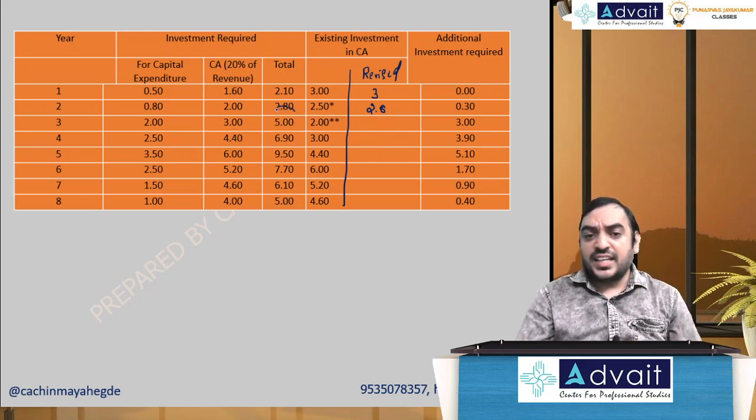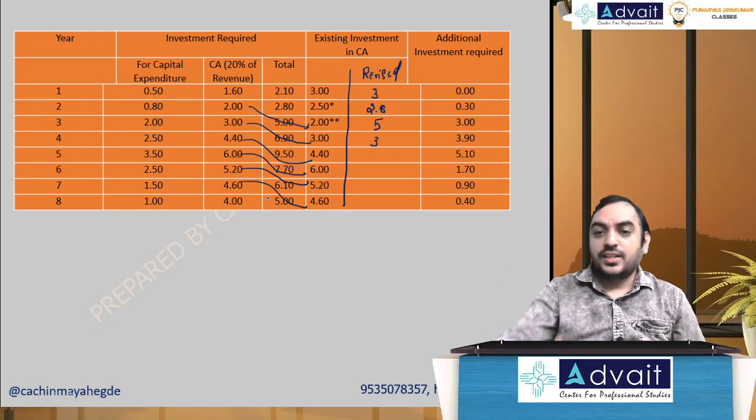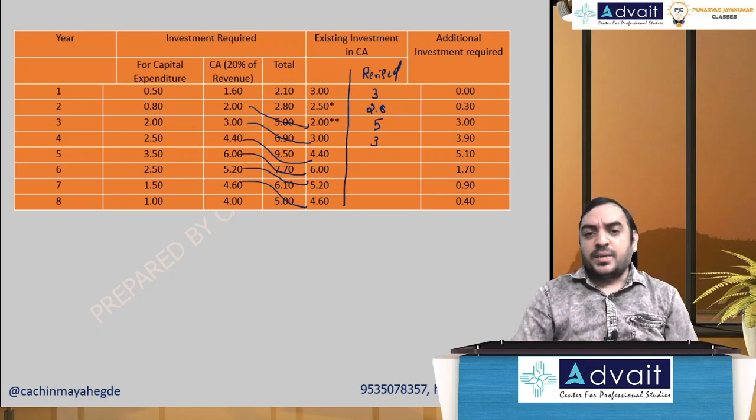Next year, 5 is what your investment required. 2 is your balance. So the additional requirement is 3. So once you spend 3, you had 2. Total becomes 5. Out of 5, you spend the 2 capital expenditure. Balance becomes 3. Like that, they have done. In fact, you observe this is nothing but next year balance 2. This is the next year amount, this is 3 next year, 4.4 next year, 6 next year, 5.2 next year, 4.6 next year. That's how the existing investment in current assets amount is calculated.